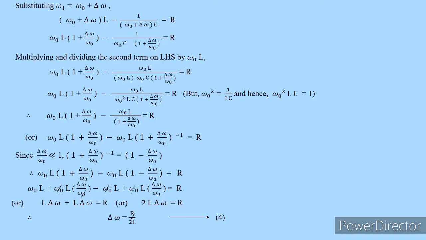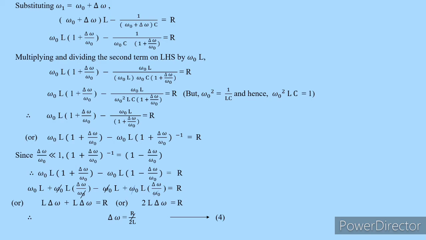Substituting omega 1 equal to omega naught plus delta omega, we get (omega naught plus delta omega) into L minus 1 by (omega naught plus delta omega) into C is equal to R. Omega naught L into (1 plus delta omega by omega naught) minus 1 divided by omega naught C into (1 plus delta omega by omega naught) is equal to R. Multiplying and dividing the second term on the left hand side by omega naught L, we get omega naught L into (1 plus delta omega by omega naught) minus omega naught L divided by omega naught L into omega naught C into (1 plus delta omega by omega naught) is equal to R. Omega naught L into (1 plus delta omega by omega naught) minus omega naught L divided by omega naught square LC into (1 plus delta omega by omega naught) is equal to R.